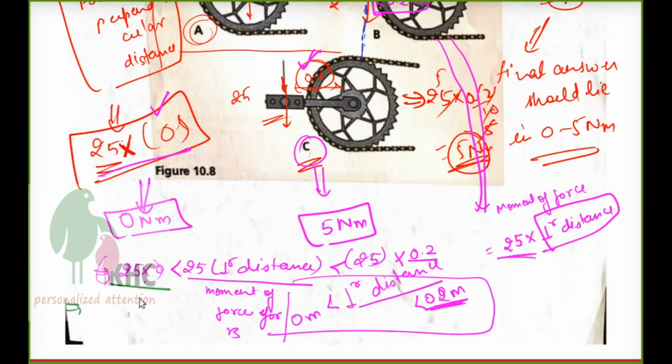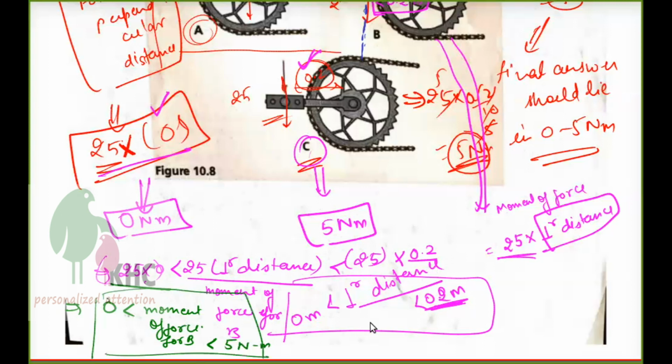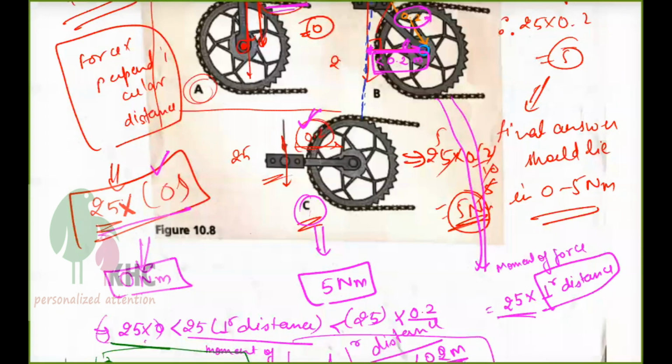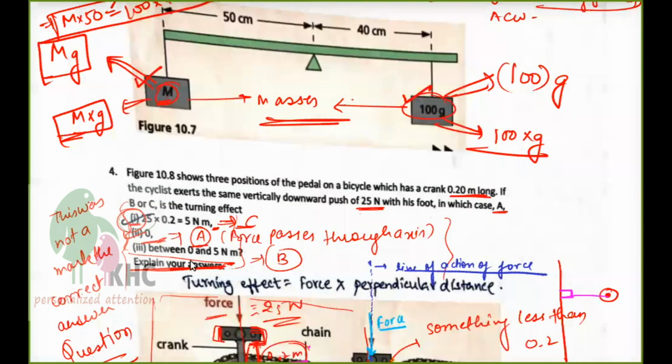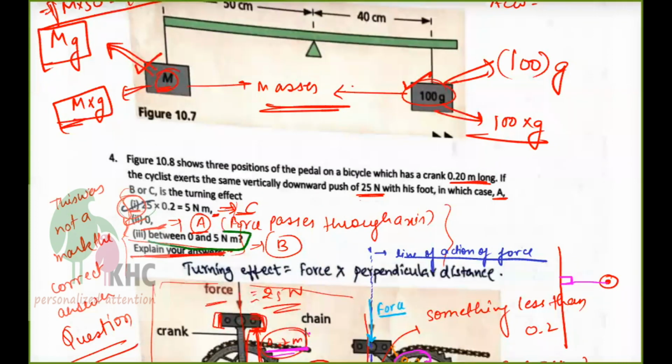And therefore 25 multiplied by 0 is 0. This is your moment of force for B, and it is less than 25 multiplied by 0.2, which is 5 Newton meter. And therefore in this answer, this is for B. This is your explanation for this particular answer. Is this thing clear?